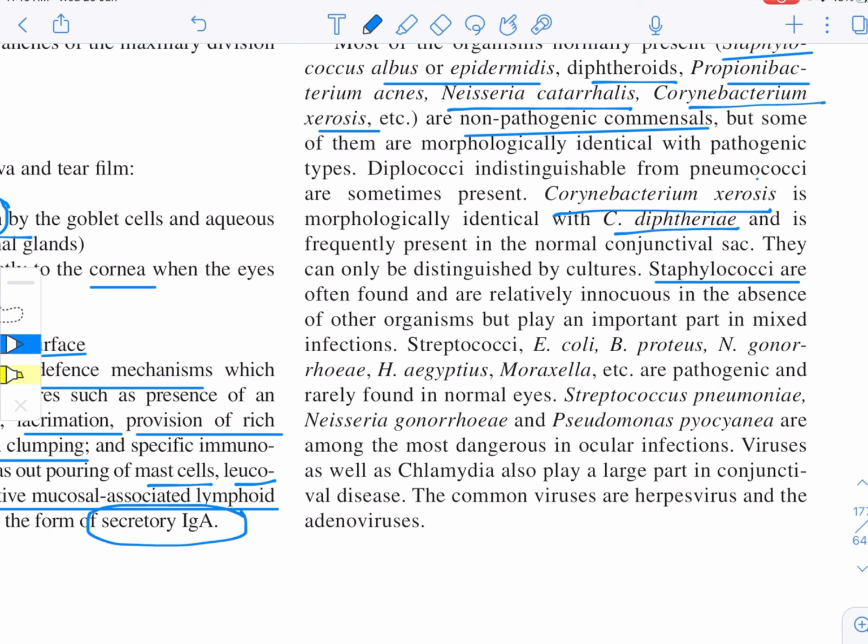Streptococci, E. coli, B. proteus, that is Bacillus proteus, Neisseria gonorrhoeae, Haemophilus aegyptius, Moraxella, etc. are pathogenic and are rarely found in normal eyes. These are all culprits for infections. Streptococcus pneumoniae, Neisseria gonorrhoeae and Pseudomonas pyocyanea are amongst the most dangerous in ocular infections. Viruses as well as chlamydia also play a large part in conjunctival disease. The common viruses are herpes virus and adenovirus.